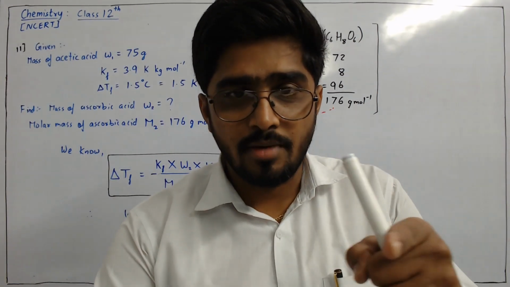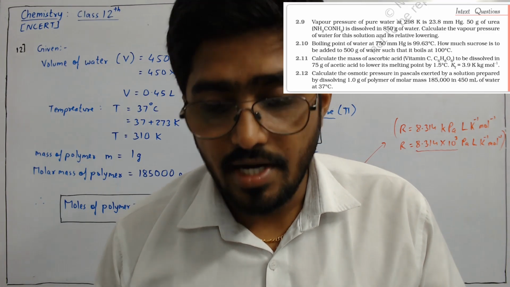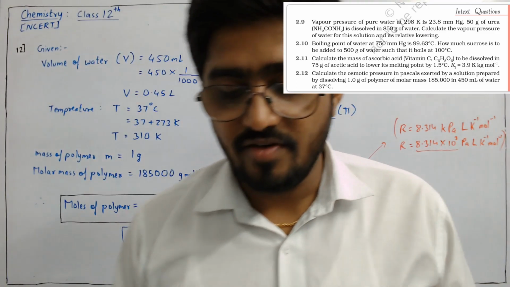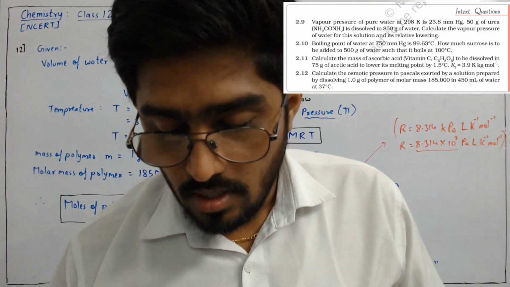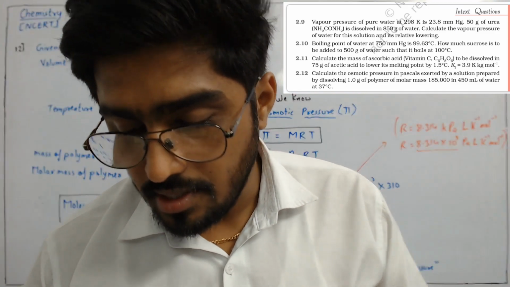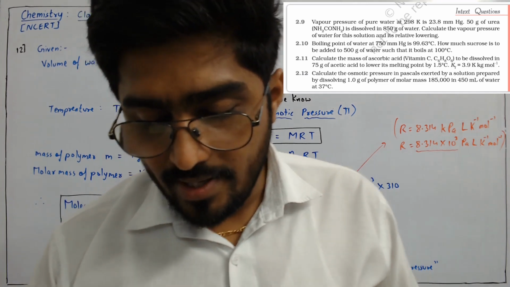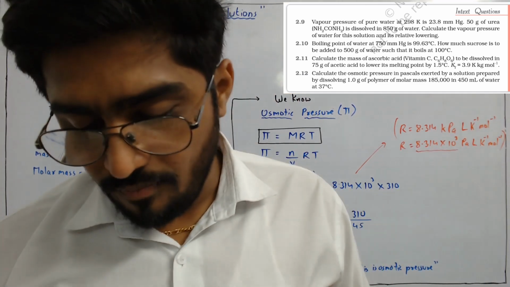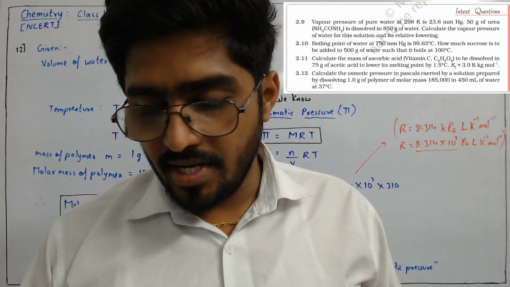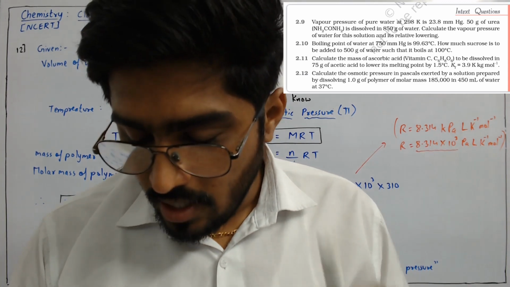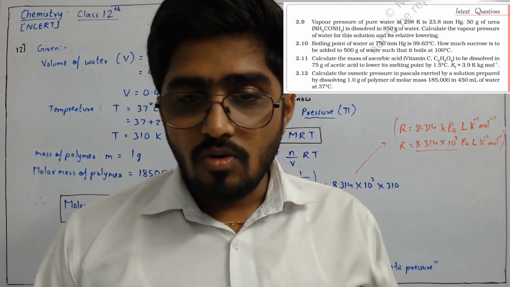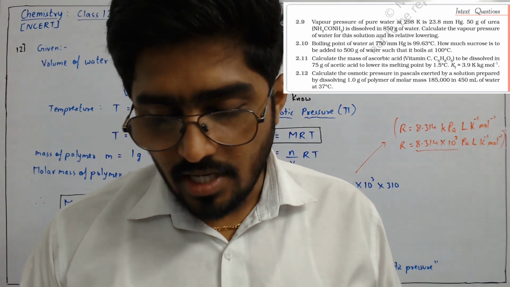See everyone, question number 12. Read question number 12 everyone. Read the question. Calculate the osmotic pressure in pascals exerted by a solution prepared by dissolving 1 gram of polymer of molar mass 185000 in 450 ml of water at 37 degrees Celsius.